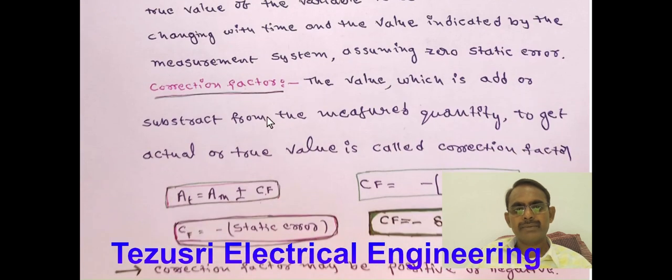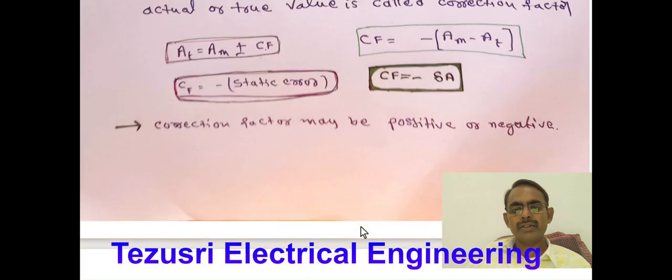Next, correction factor. Correction factor is the value which is added to or subtracted from the measured quantity to get the actual or true value. Correction factor equals minus of (measured quantity minus true value). It is nothing but the static error. Correction factor equals minus of static error. Correction factor may be positive or negative.